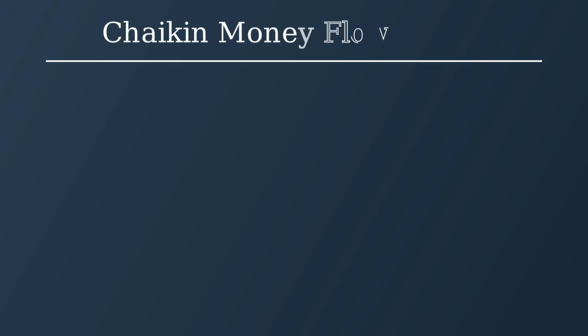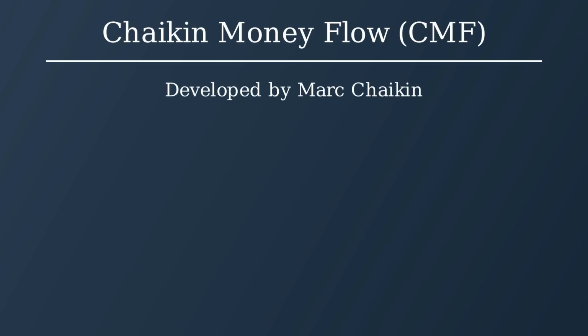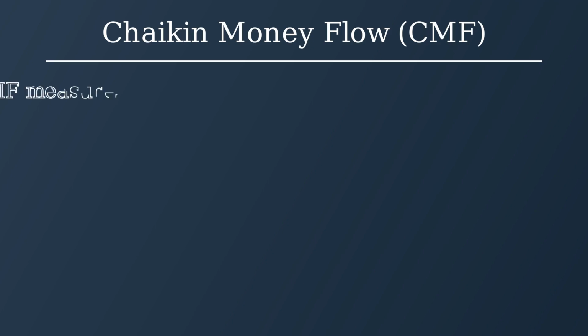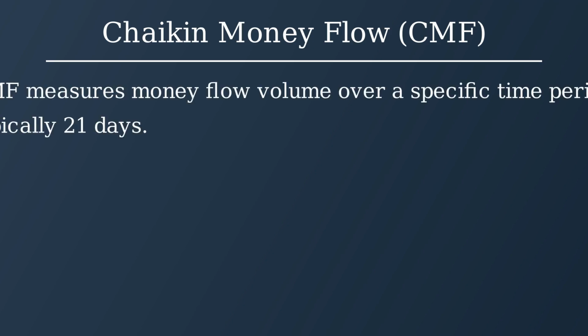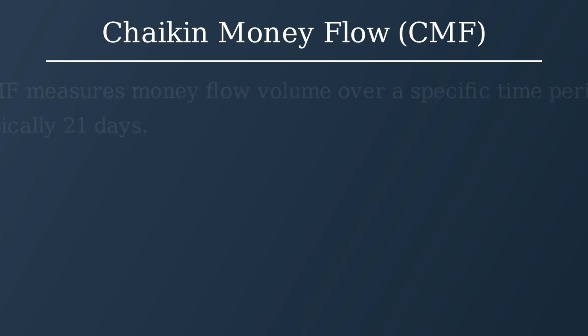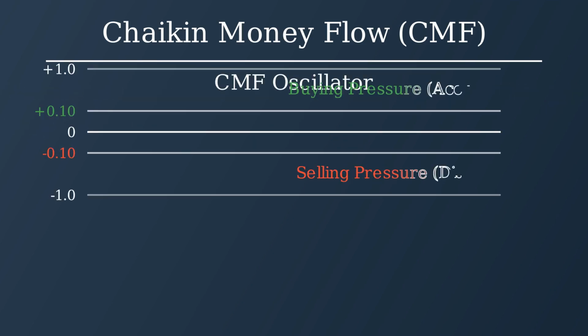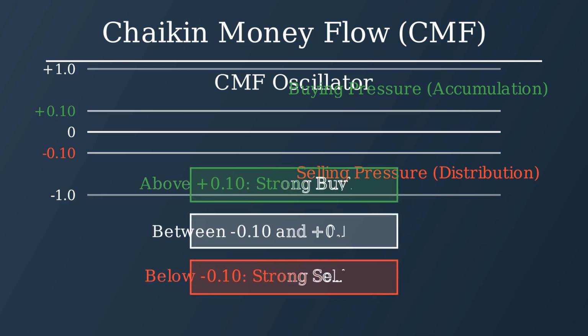The Chaikin money flow, or CMF, was developed by trading analyst Mark Chaikin. The Chaikin money flow measures the money flow volume over a specific period, typically 21 days. CMF oscillates above and below zero. Positive values indicate buying pressure, while negative values indicate selling pressure. Values above positive 0.1 suggest strong buying pressure, while values below negative 0.1 indicate strong selling pressure. The area between these thresholds is considered more neutral.